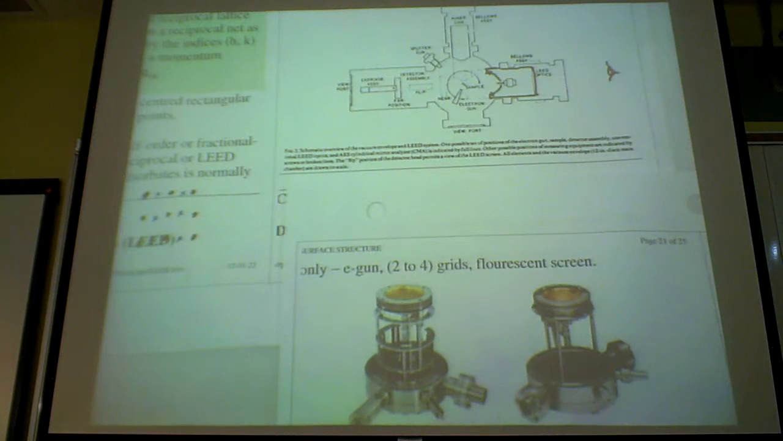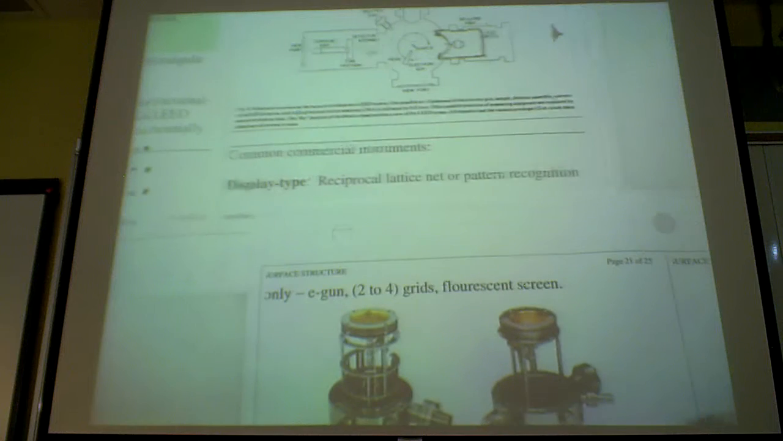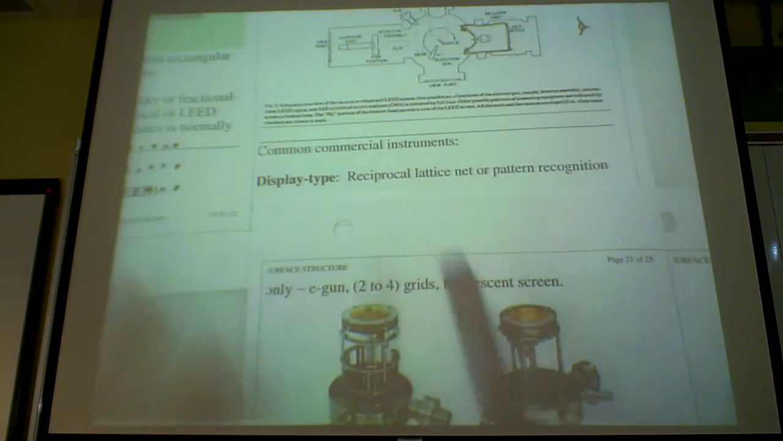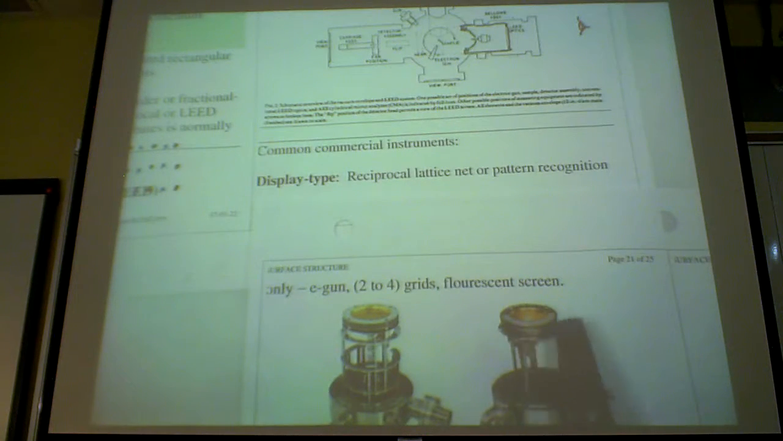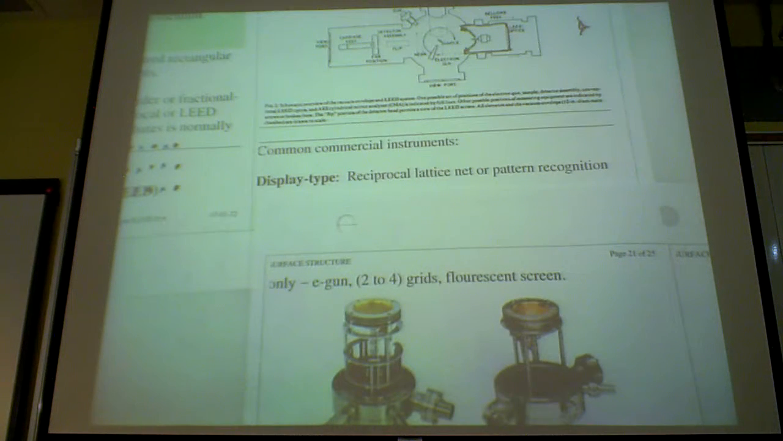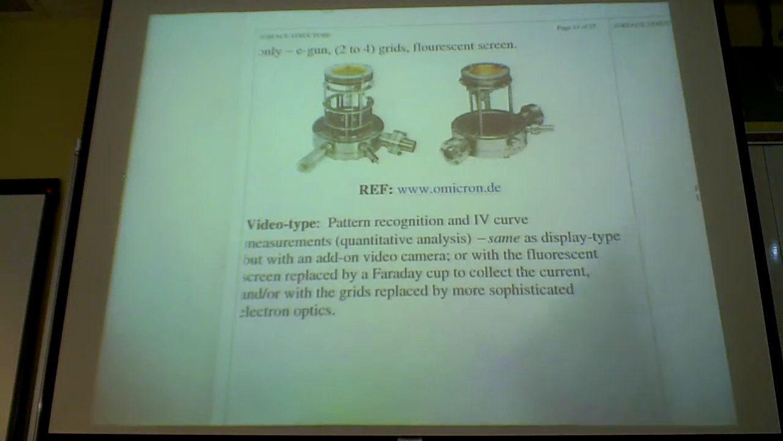Okay. So this is called a reciprocal space net or pattern recognition, because I just see the pattern. In some optics, you could digitize the pattern. In those cases, you can do more things with what you mentioned. Okay.